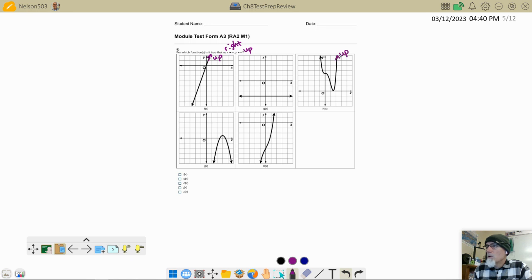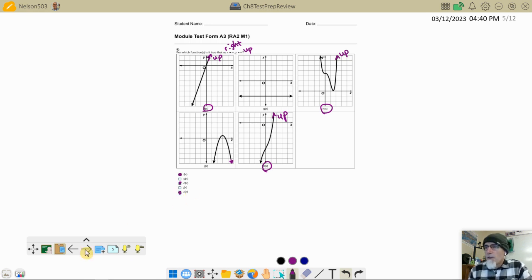Now, why am I only focused on the right side? Because it said x goes to positive infinity. Oh, here's one that's going down. We don't want that one. We want this one going up. Okay, so what do we got? We got the f of x function, the h of x function, and the k of x function. So we should bubble those 3.